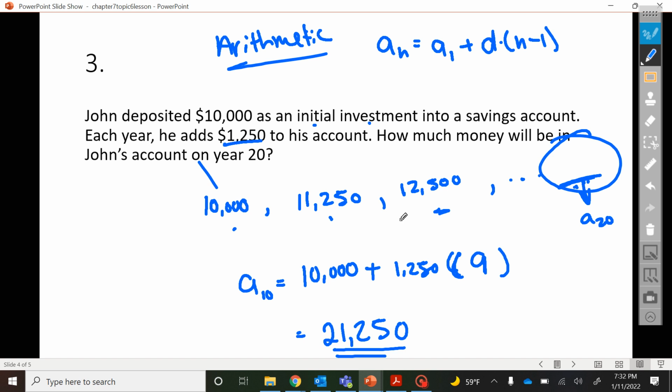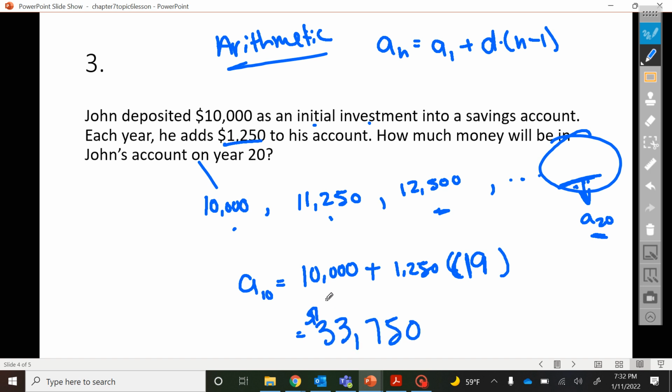Okay, wait a minute. Sorry, that's actually the 10th year. I messed that up. I'm thinking of a different problem. This was actually supposed to be 19. My bad, because we're looking for the 20th. 1 less than 20 is actually 19. I thought that looked a little bit strange. So that's 1,250 times 19, and then we add the 10,000.